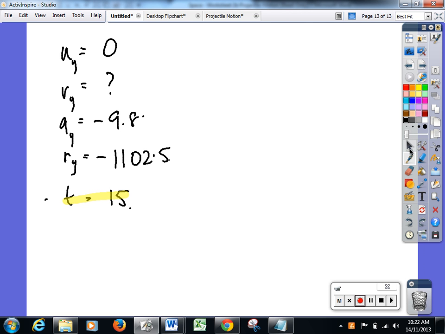What formula is suggested by those values? Good, excellent. V squared equals U squared plus 2AY, or delta Y. Remember, don't forget that there are two ways that Ry can be done. The reason why I like Ry is it makes the word UVART.